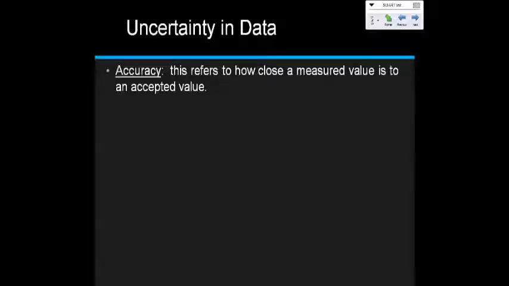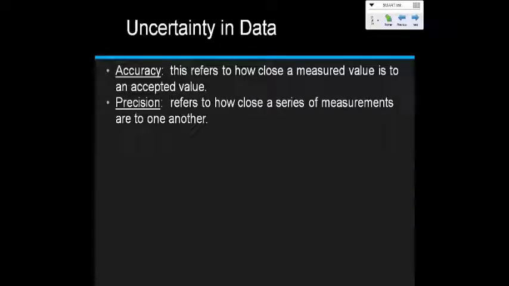Accuracy tells us how close we are to a measured value or to an accepted value. And these are just some definitions. Precision tells us how close a series of measurements are to one another. Another way to use the word precise is also if I measure something like 4.156, that's going to be a more precise measurement than if I say 4.1. So the further you go past the decimal, that's considered a more precise measurement.